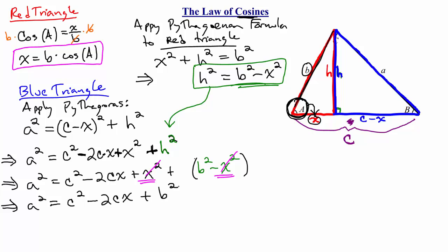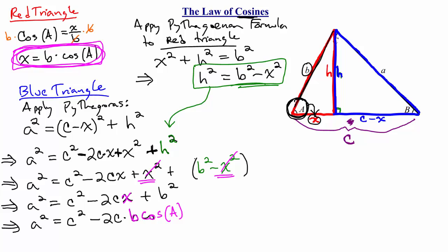Now in our next step, we'll get rid of that x. What we learned above was that this symbol x is equal to b cosine a. So let's make that substitution. And that right there is the law of cosines.